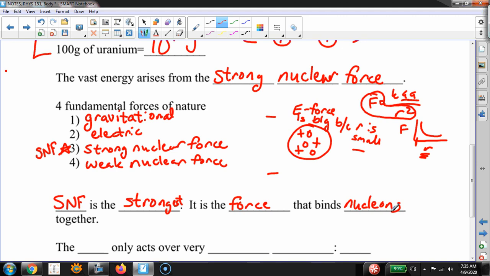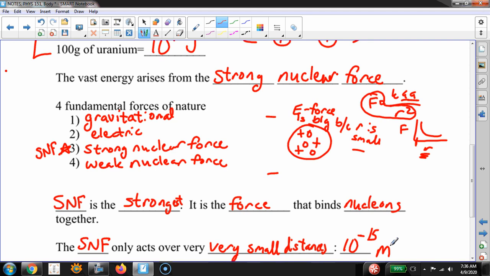And so you might say, well, if the strong nuclear force is so huge, then why does not everything collapse down into a little ball of mass in the world? Well, the strong nuclear force only acts over very small distances, about 10 to the minus 15 meters, or about the size of an atom's nucleus.